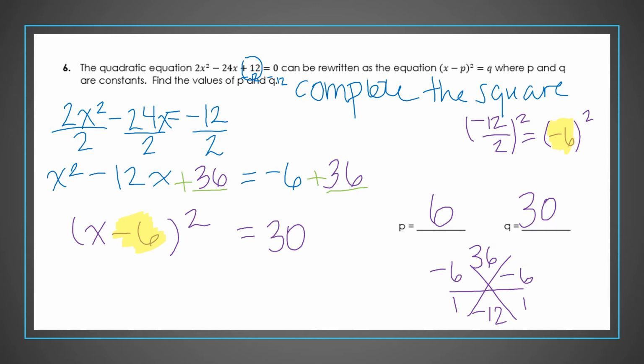We do not need to solve this. We could solve it by taking the square root of both sides and then adding the 6, but for this particular problem, all it wanted was the correct form, and we got it where it needed to be.